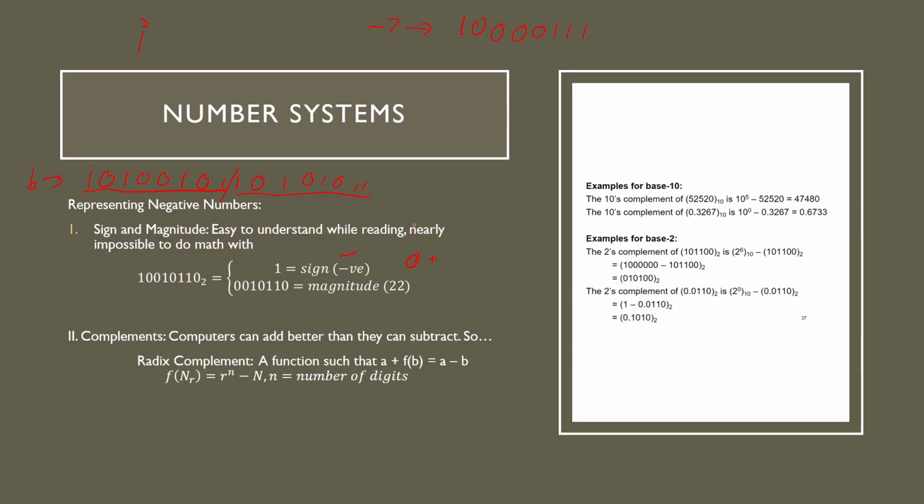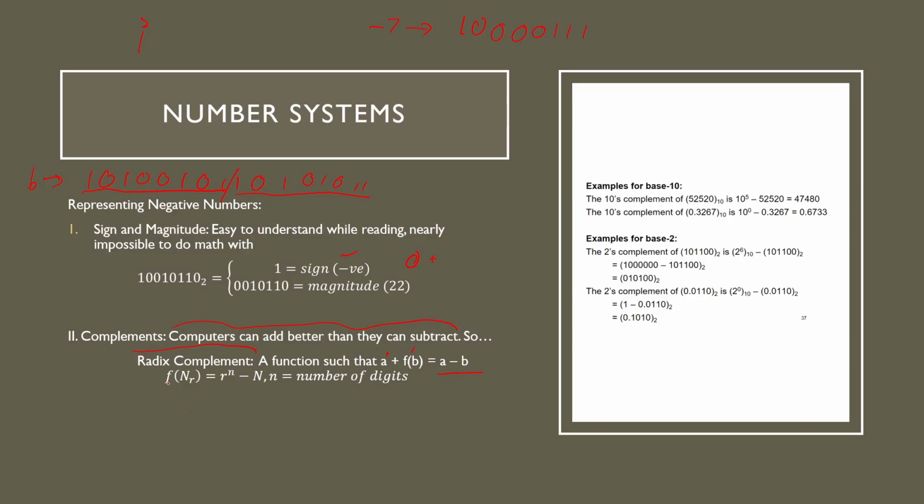This is very easy to understand while reading because all you have to do is find the next 8-bit block, take the first digit out, look at the rest, and then that's the magnitude and the first one is sign. However, this is nearly impossible to do math with. So we figured out a different way to represent negative numbers. We can represent negative numbers as radix complements of a positive number. Why is this important? Well, a radix complement is a function such that a plus f of b, f being the radix complement of b, actually gives you a minus b. So you can subtract two numbers by adding the radix complement of the subtrahend. And this is useful because computers can add better than they can subtract. So we can just get a computer to add the radix complement of a number to the number that we're supposed to be subtracting from.